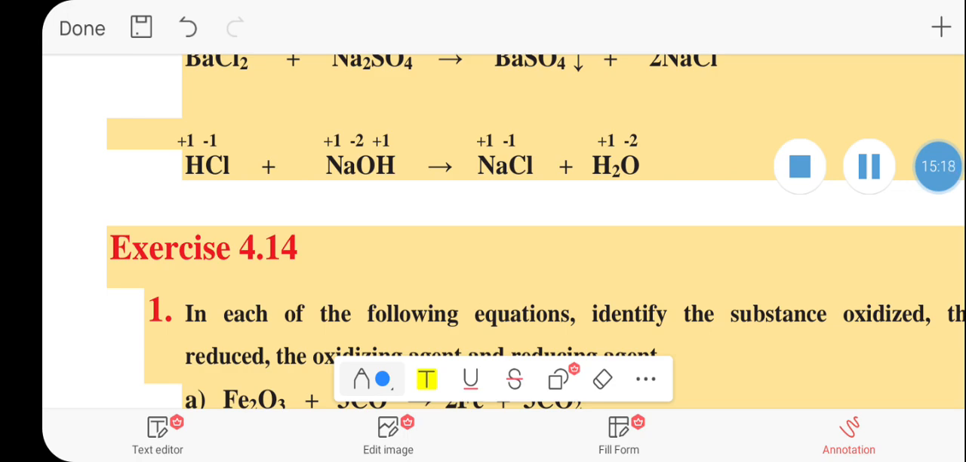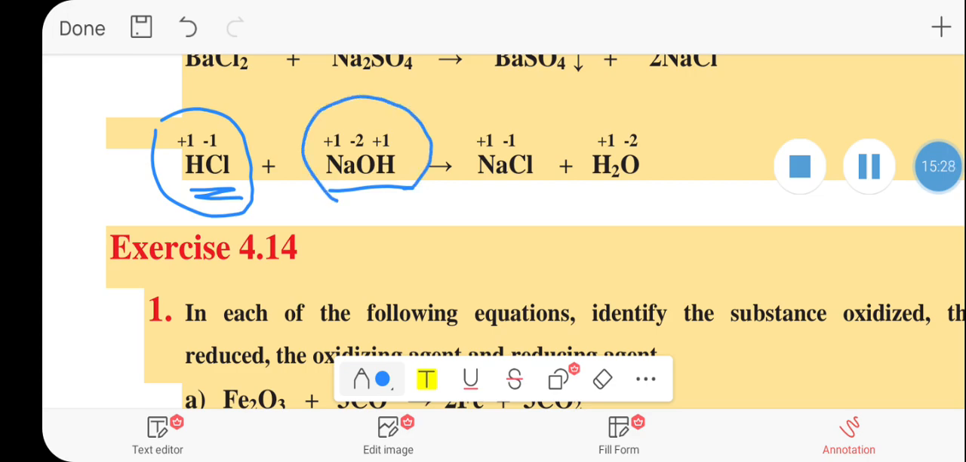Another example, hydrochloric acid reacts with sodium hydroxide. Hydrochloric acid is an acid, whereas sodium hydroxide is a base. This reaction is an acid-base reaction.